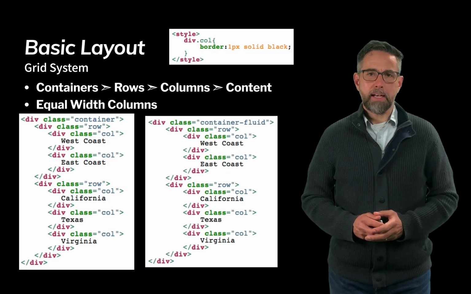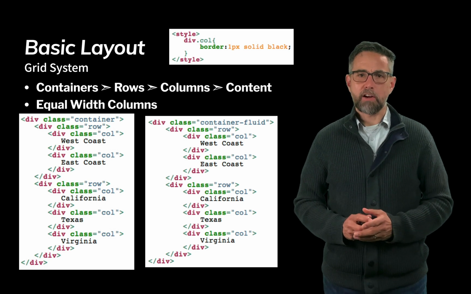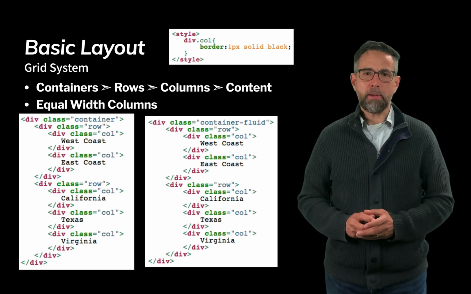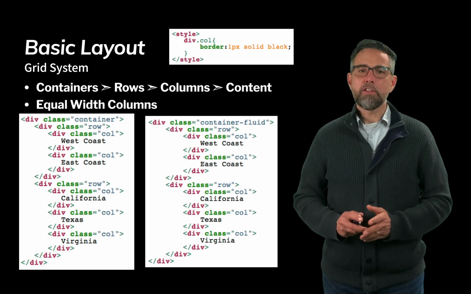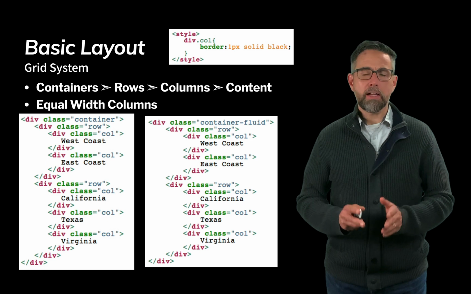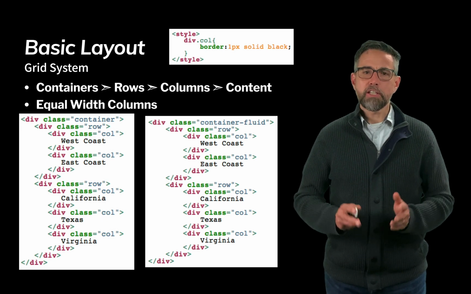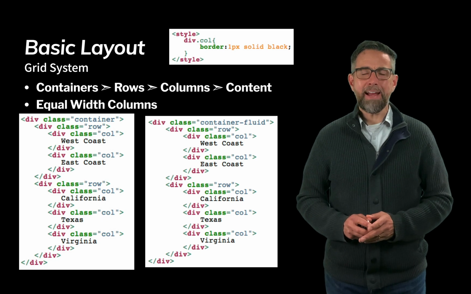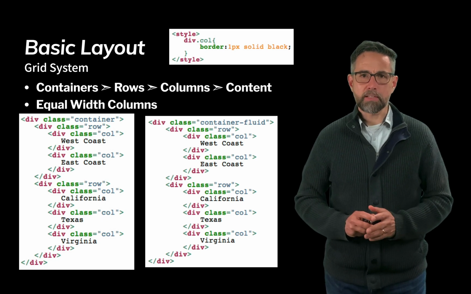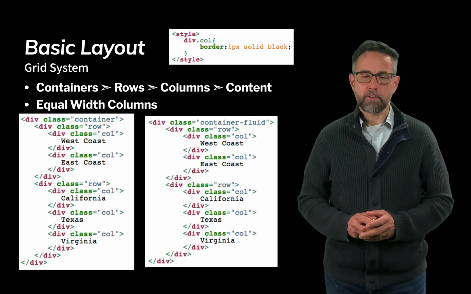Let's start by looking at our container and our container-fluid and see how they vary based on the size of our device. So here's a snippet of the HTML that I'm going to show you. Remember that in our grid system we have a container, and within our container are rows, within our rows are columns, and within our columns is our content. So to display equal width columns, we might have the HTML shown here. This is just a subset of that. It doesn't include the boilerplate for Bootstrap.